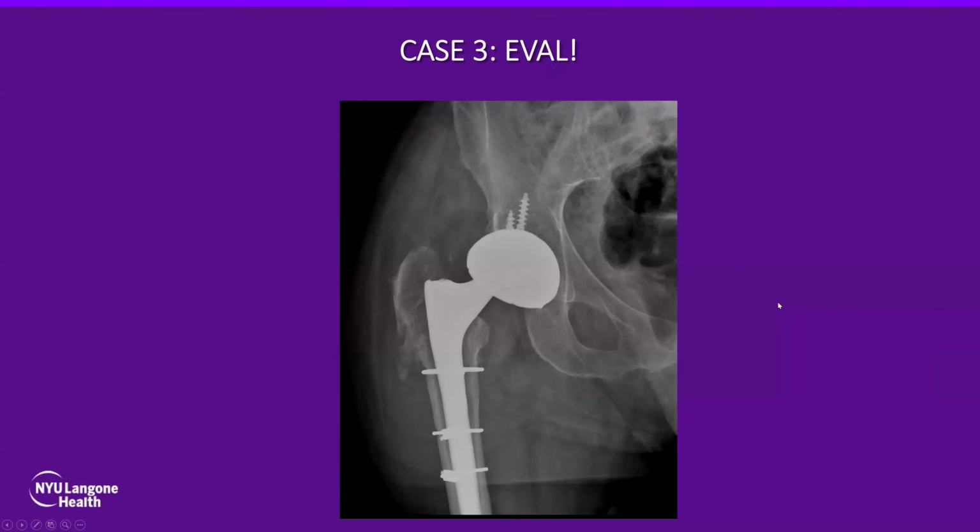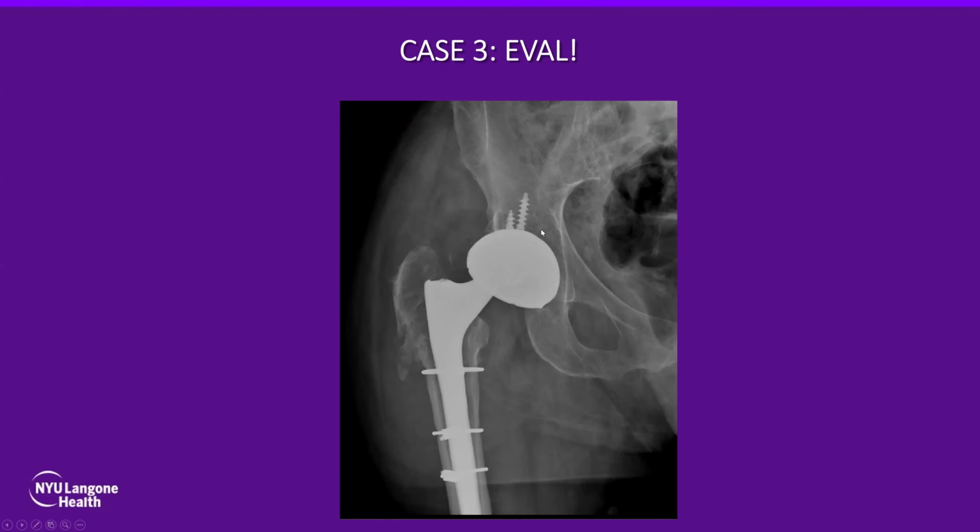Okay, so case 3. Believe it or not, sometimes this is the history that you get. They don't even care to type in evaluate. They only say eval. And then we have to come up with a story that makes sense. I'm going to pause here for 30 seconds. So we already know that this is a total hip arthroplasty because we don't see the acetabulum, we see screws. So anything abnormal here?